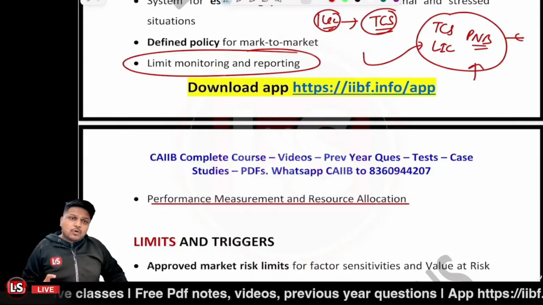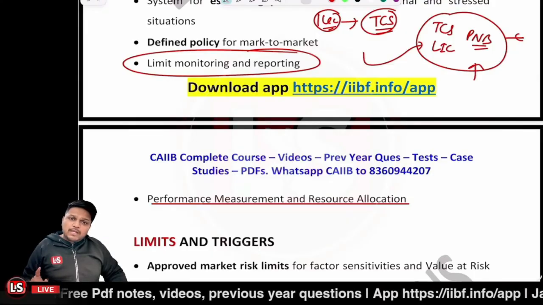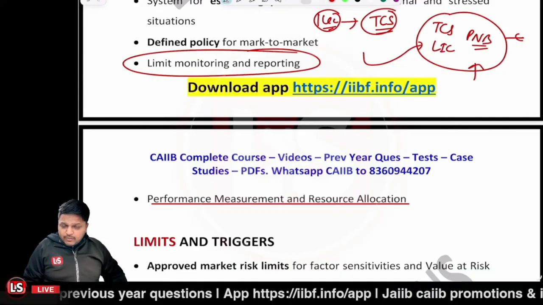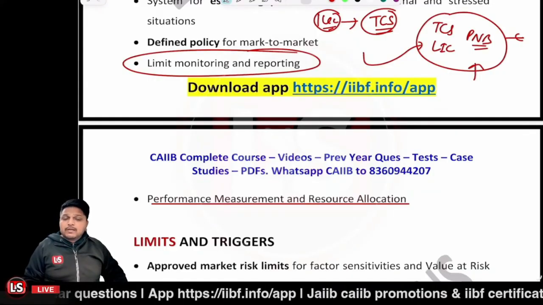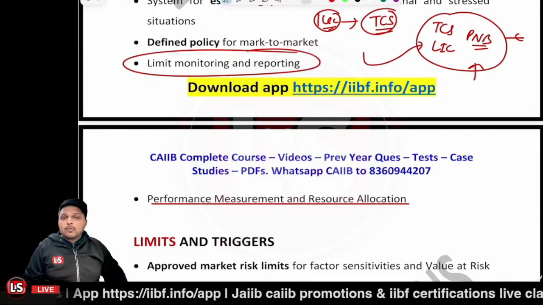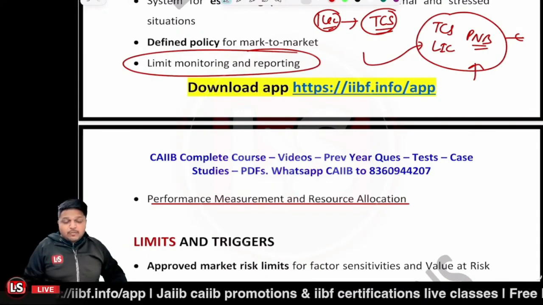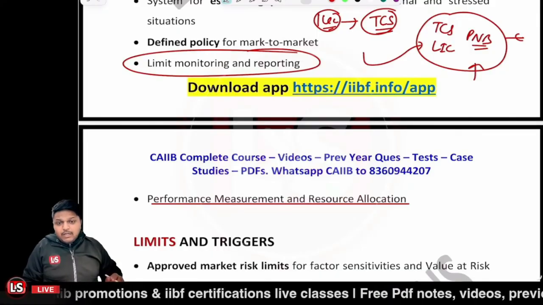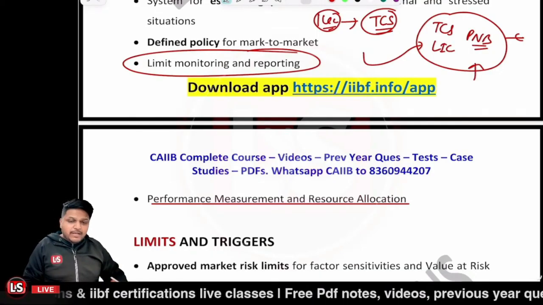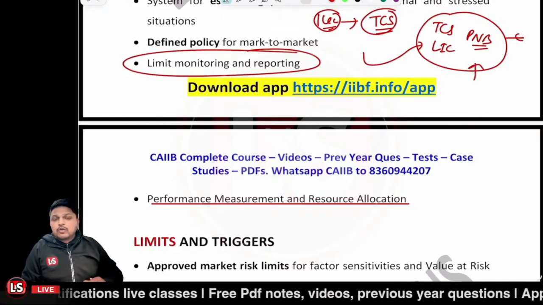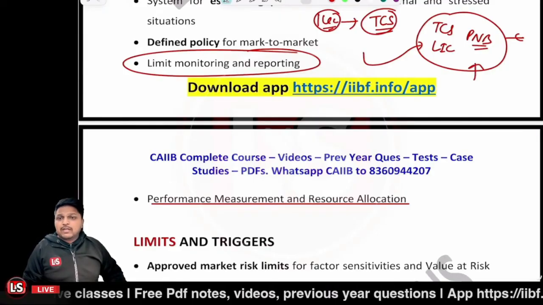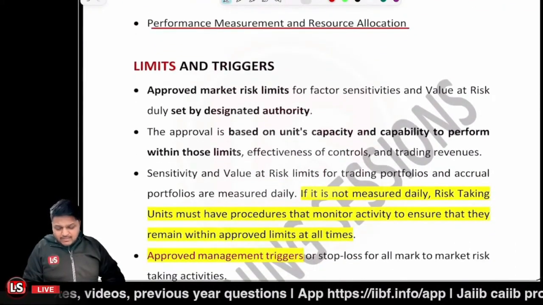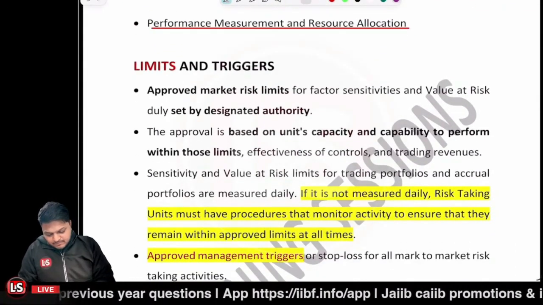So whenever I'm talking about the controlling and monitoring part, we are considering different guidelines. It could be related to the policy that you are following, the structure, the procedures, your portfolio mix or portfolio size, how you estimate the portfolio risk, how you limit the monitoring or reporting, and how you measure your performance and allocate your resources. Everything is covered in it, right? Is that clear? And after that, it's related to the limits and the triggers.